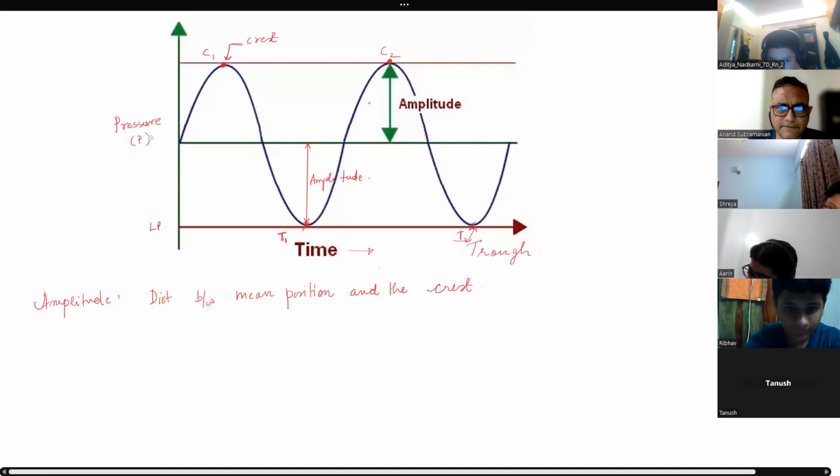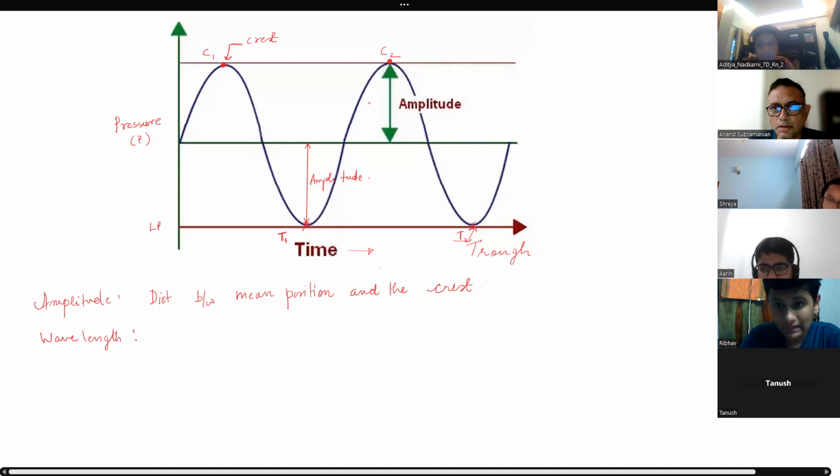Are you guys done with this? Yes, sir. Okay, then the second thing is we want to say wavelength. Anyone knows what wavelength is, guys? Distance traveled by the wave in one time period. Distance traveled by one rarefaction and one compression. One compression, one rarefaction, isn't it? Yeah, there are three ways we can say wavelength.